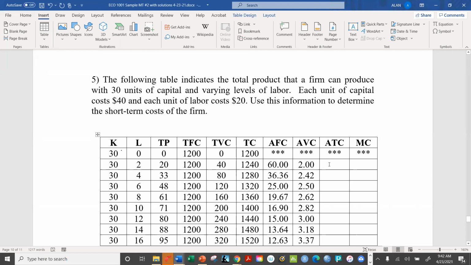Now for average total cost, probably the quickest thing to do is just add these two together. All right, let's do that. It's not the only way, but I think it's the quickest way. And also, I just want to point out that you might run into some rounding issues as you go along. So don't be concerned about small rounding problems.